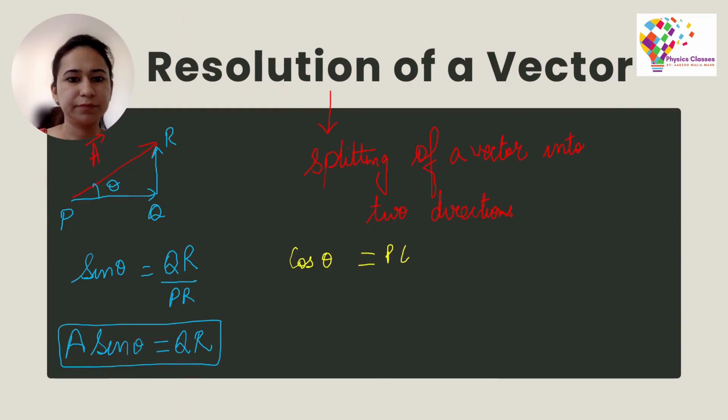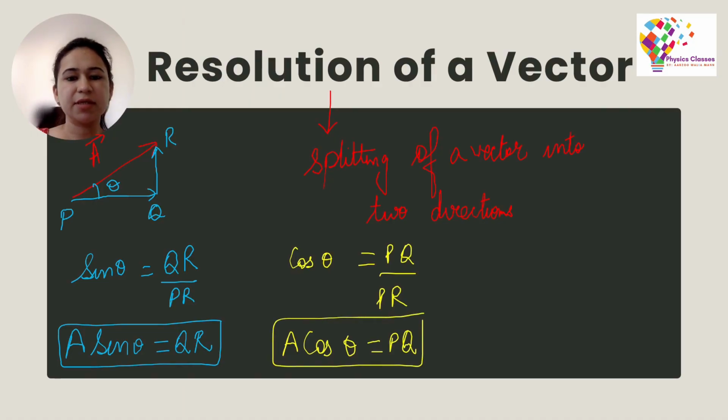Similarly, if I write cos theta here, cos theta would be given by PQ by PR. Similarly, PR is again A. So A cos theta is going to be equal to PQ. So I have split my single vector PR into two components. This A vector has been split up into two components, that is AX and AY.